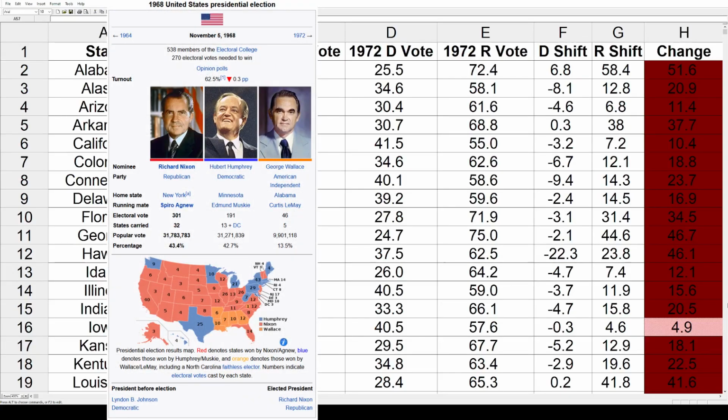1968, Richard Nixon won his first term. He got 301 electoral votes, won 32 states, over 43% of the popular vote. His opponent, Hubert Humphrey, got 191 electoral votes. He carried 13 states plus D.C. and got a little bit under 43% of the popular vote. There was also a heavy third-party candidate in that election, George Wallace, American Independent. He did win 5 states, good for 46 electoral votes, and got about 13.5% nationally. Much of that was consolidated in the South, especially his home state of Alabama.